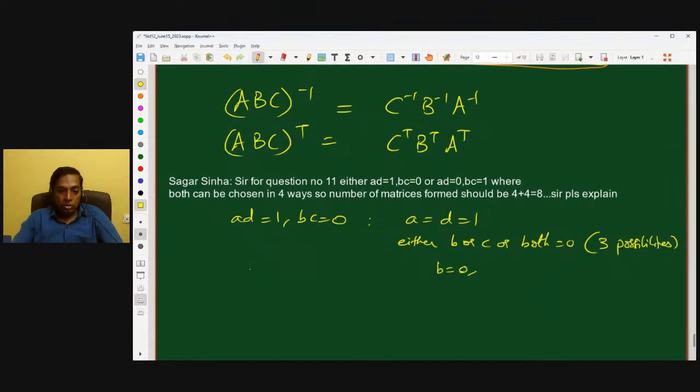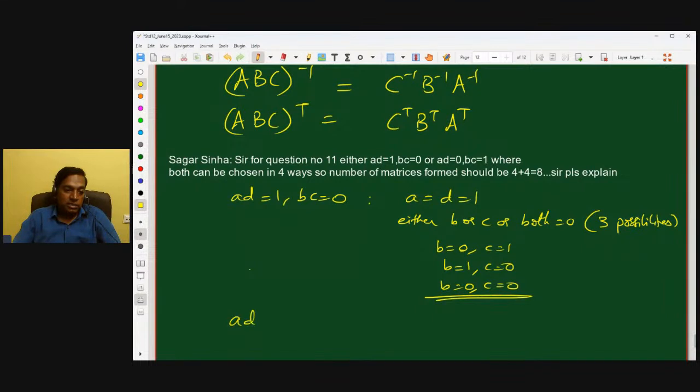B is 0, C is 1; B is 1, C is 0; B is 0, Z is 0. So that means 3. So AD equals 1, BC equals 0 has three possibilities. AD equals 0, BC equals 1. So 3 plus 3 equals 6, even by your logic. Where did you get four ways, Sagar Sanna?